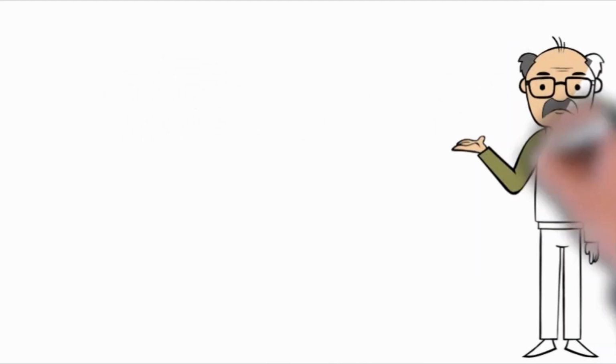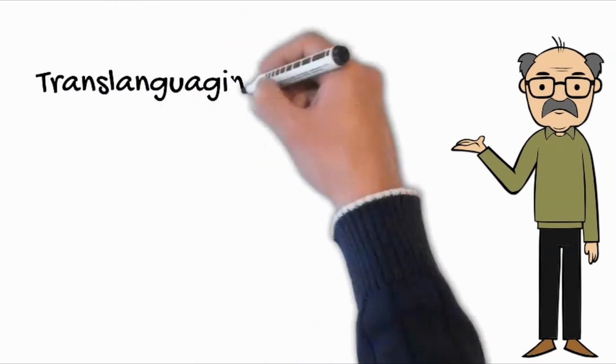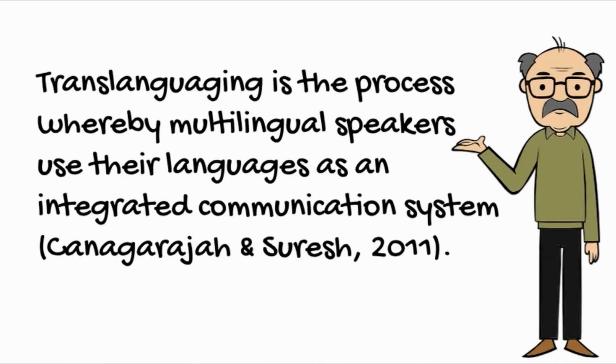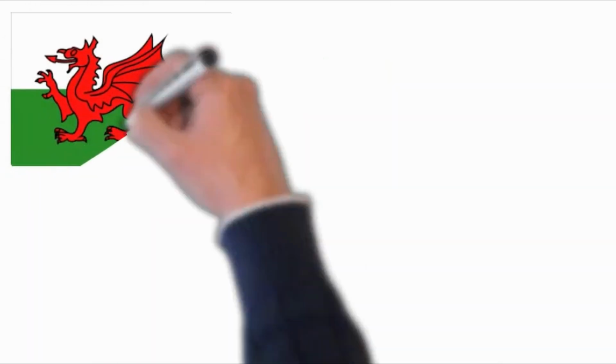What is translanguaging? Translanguaging is the process whereby multilingual speakers use their languages as an integrated communication system. And translanguaging is nothing new. It can be a very natural way for multilingual people to communicate.